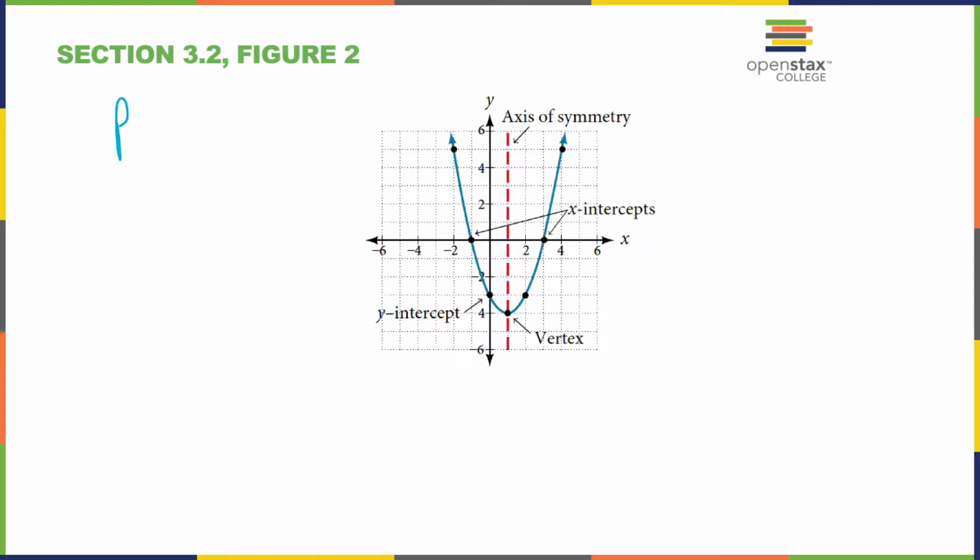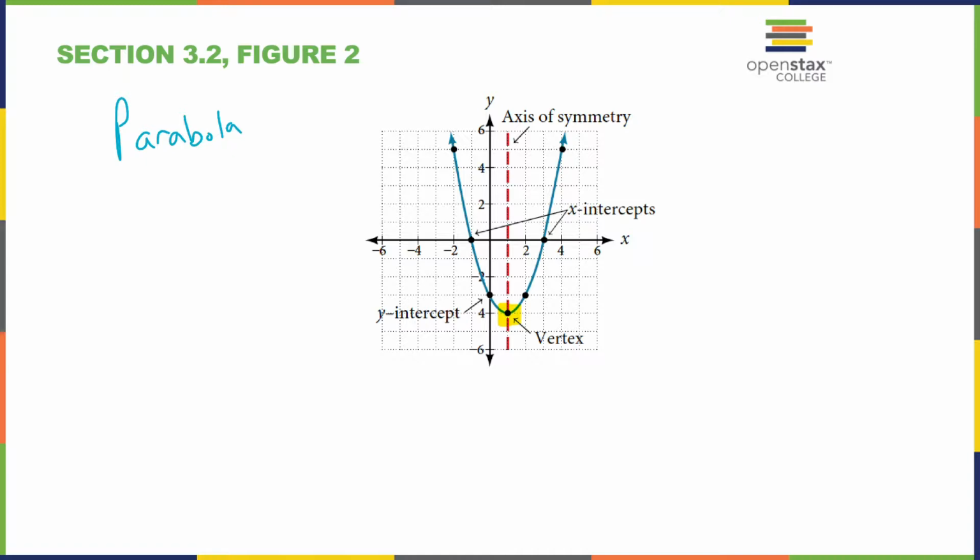So a parabola has a few different key points. First of all, we have what's called the vertex. The vertex is going to be either the lowest or the highest point on the parabola.